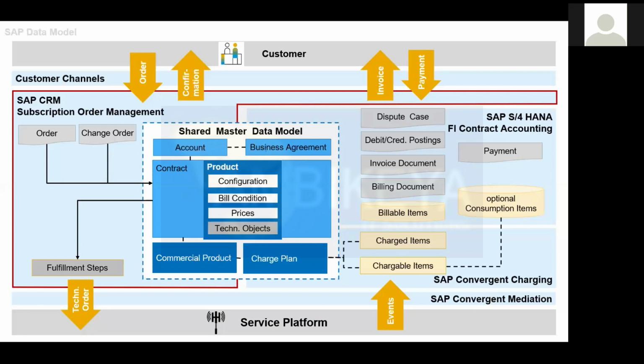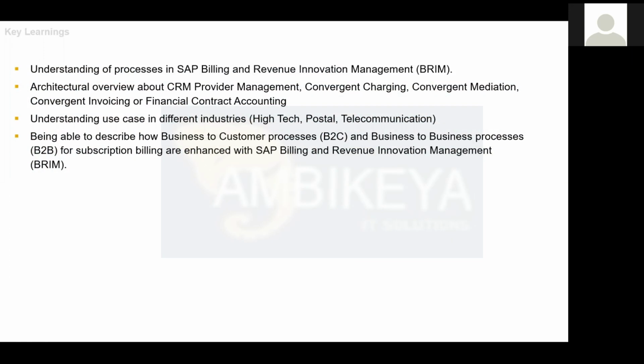Okay, that's an overview of the data model in BRIM. I hope that the key learnings are reached if you have done the AC230. So my expectation would be that you get an understanding of the processing in SAP Billing and Revenue Innovation Management, BRIM, and an architectural overview of CRM provider management, convergent charging, convergent invoicing, convergent mediation and financial contract accounting.